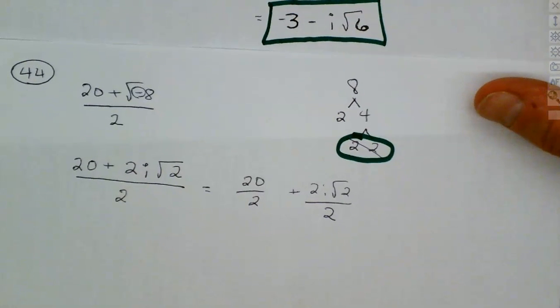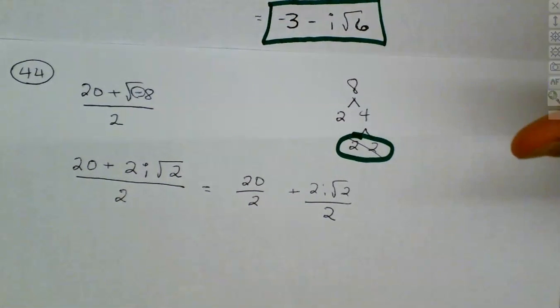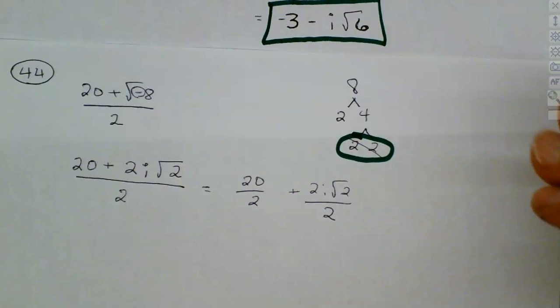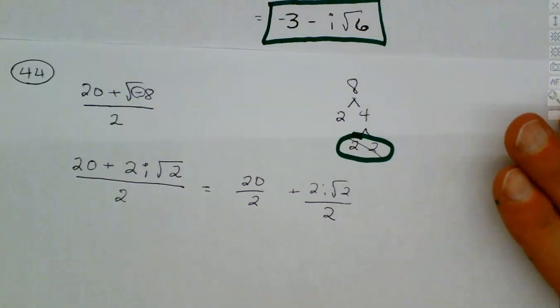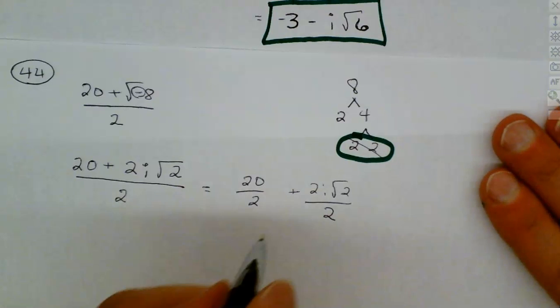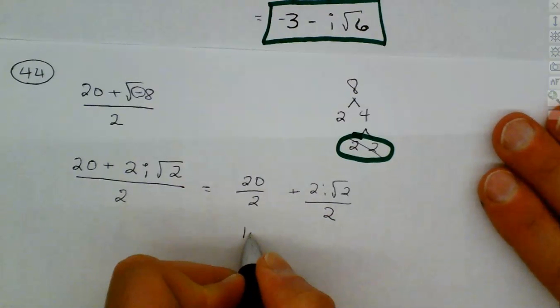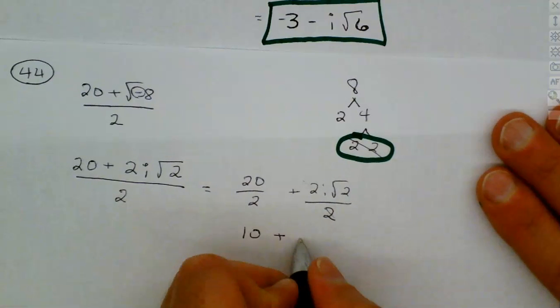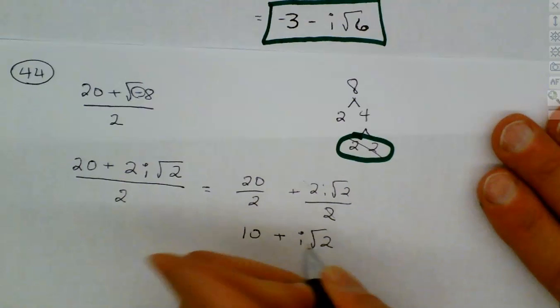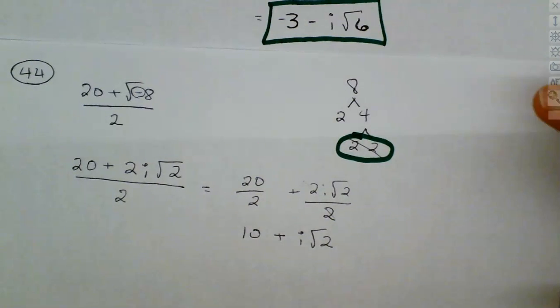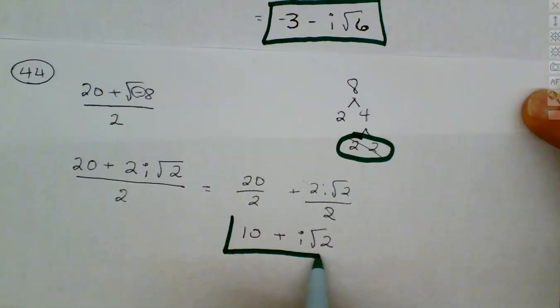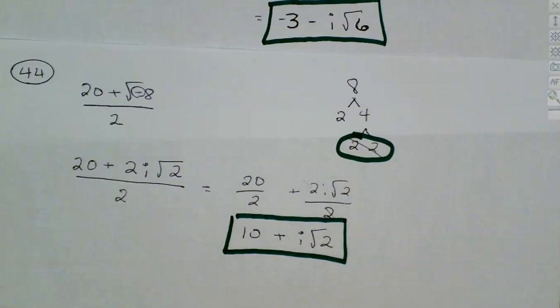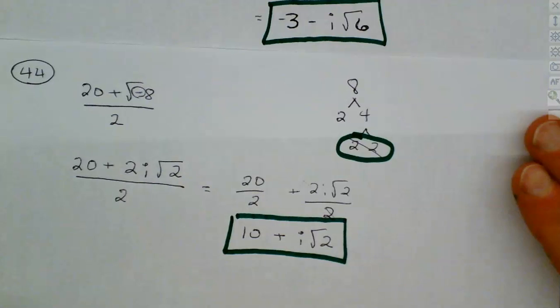So what we do is we break it up into our individual parts, and we reduce them. So 20 over 2. What would 20 divided by 2 reduce down into? 20 over 2 is a 10. And then the 2's can cancel here. And that leaves you with an i square root of 2. So that's our final answer in standard form: 10 plus i square root of 2.